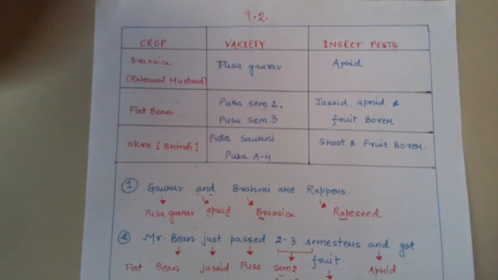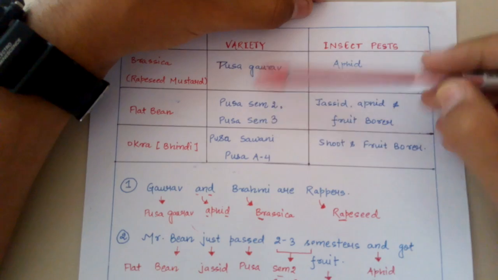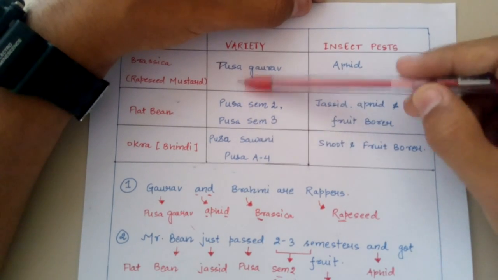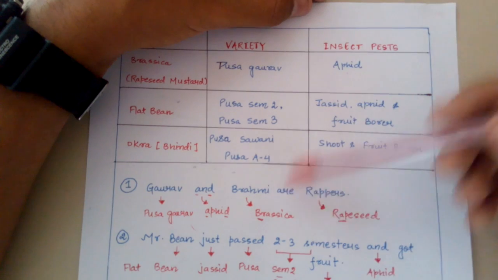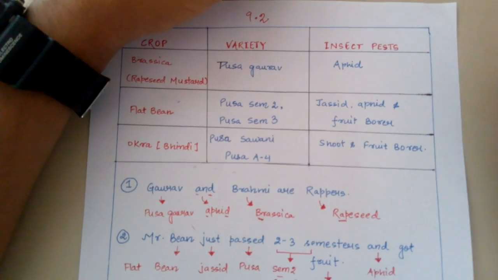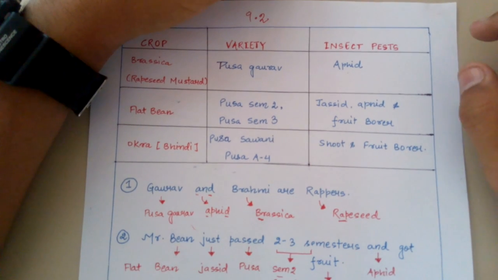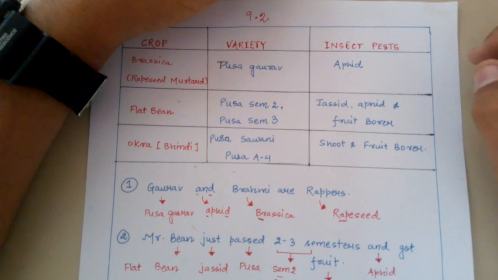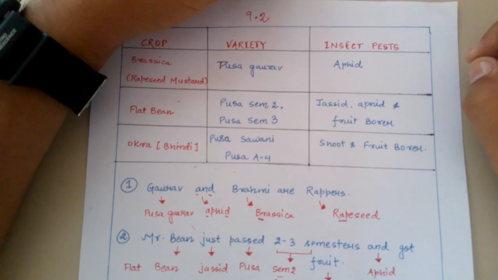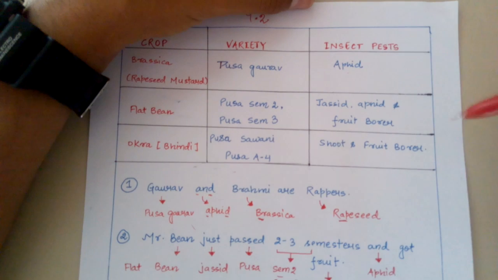Pusa is common in all of these: Pusa Gaurav, Pusa Sem 2, Sem 3, Pusa Savani, Pusa A4. So we don't have to emphasize Pusa. We just have to emphasize the names of varieties coming after the word Pusa. The insect pest for brassica is aphid. The second crop is flat bean, whose varieties are Pusa Sem 2 and Pusa Sem 3. And the insect pests for flat bean are jassids, aphids and fruit borers.